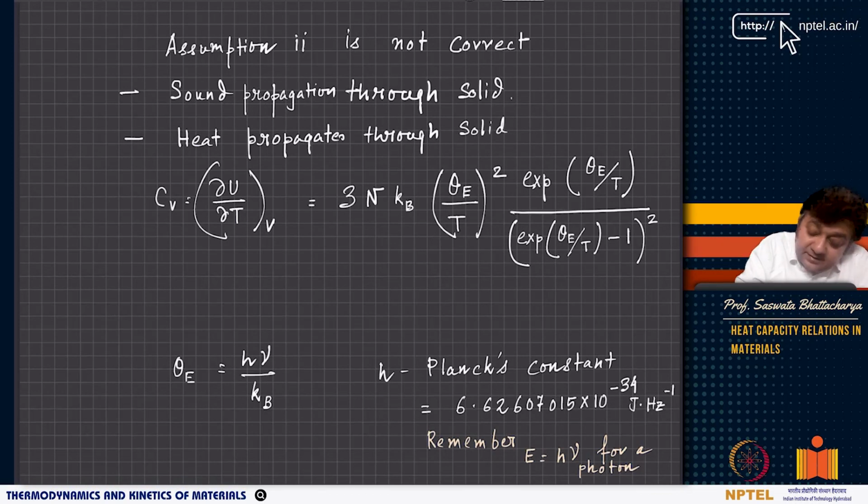And now we have this thermodynamic definition, del U del V, and we define something called theta E, which is the Einstein temperature, equal to h nu by kB, where nu is the frequency of oscillation of these atoms, h is Planck's constant, and kB is Boltzmann's constant. And then we get an expression 3 N kB, theta E by T whole square, where theta E is h nu by kB. So it's like h nu by kB T whole square, and here there is also some exponential term.